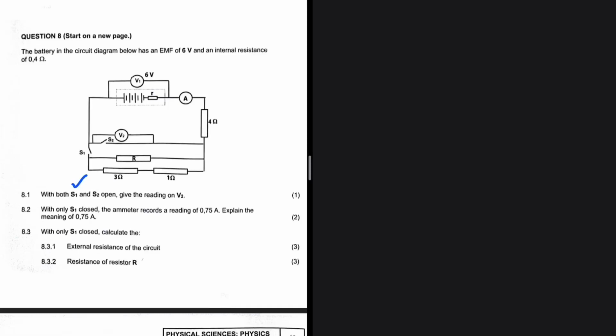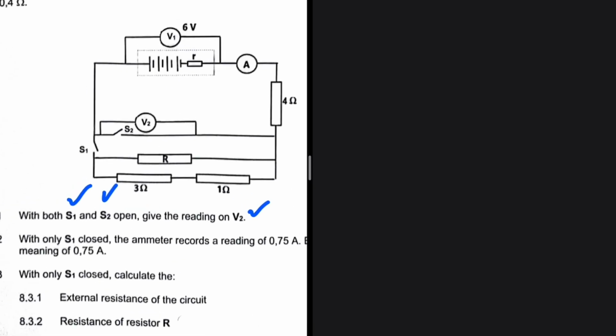If switch S1 and S2 are open, give the reading on V2. When that is the case, let's look at S1. There won't be any current flowing in this direction. And when S2 is open, there won't be any current flowing in that direction.